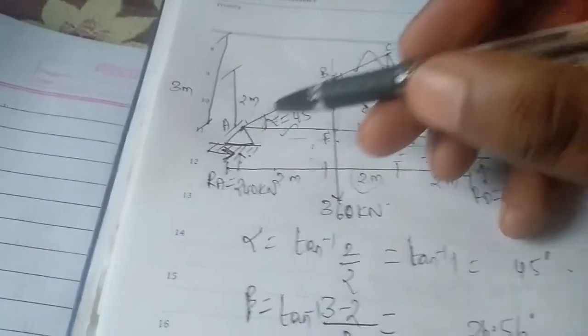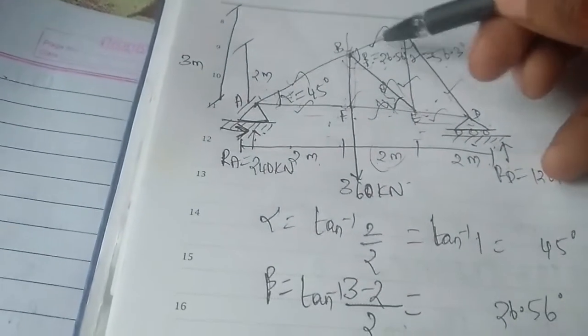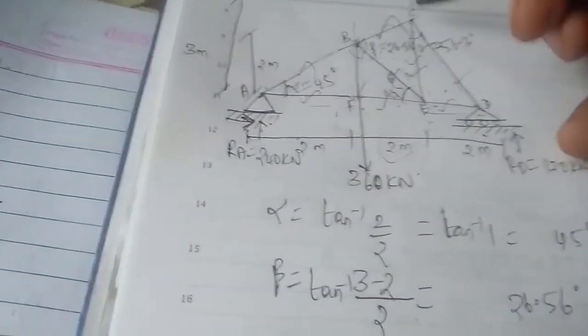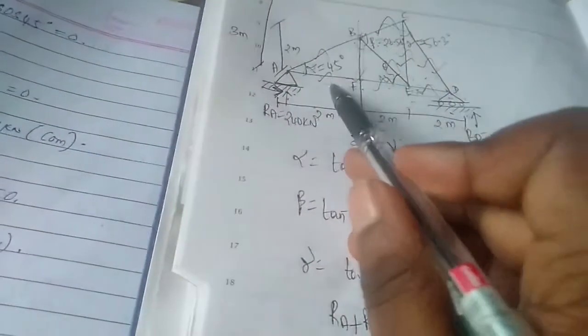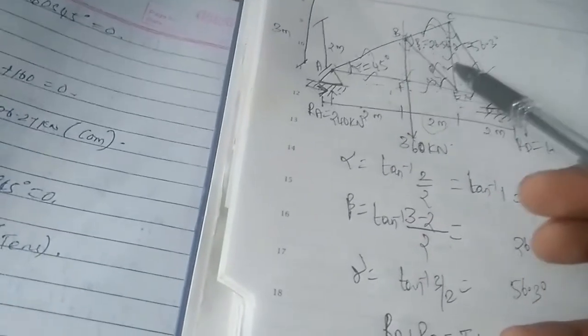So now you have calculated. See, this much you have done. So you have calculated your forces AF, AB, BF, FE, BE, BC, CE, CD and ED. All these things you have calculated. How many members? 1, 2, 3, 4, 5, 6, 7, 8, 9 members are there. You have calculated 9 members.